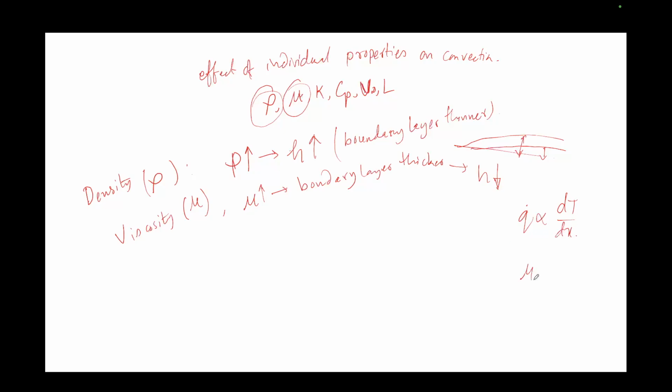Similarly, if I talk about mu, it is the velocity gradient. So both these things, remember, if somewhere in the fluid you see that there is no velocity gradient, that means the viscosity is zero. So please remember this, because each and everything is correlated with each other.